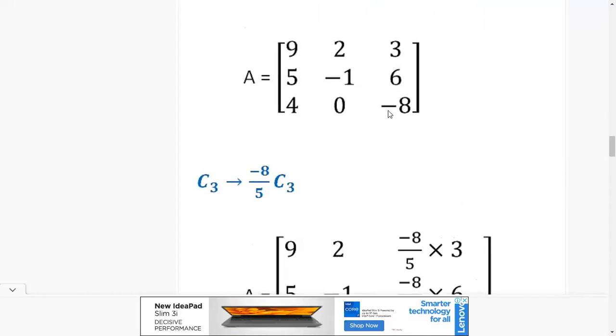This is C3, right? What are the elements of C3?